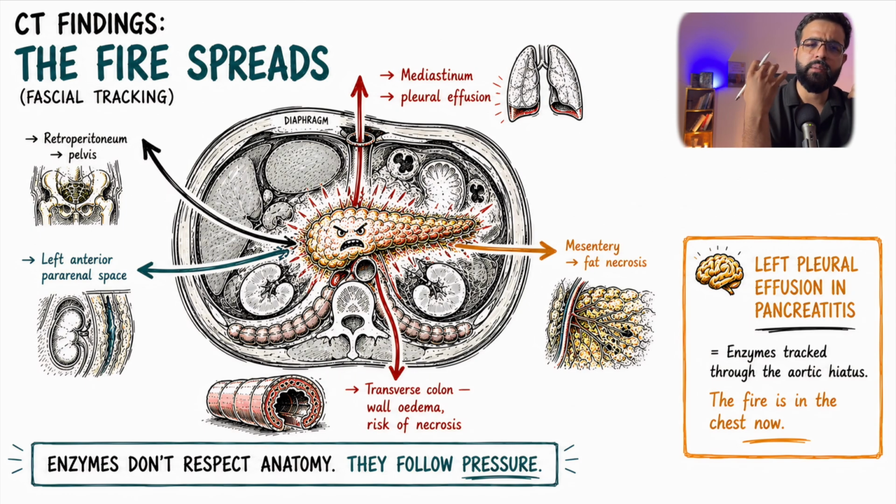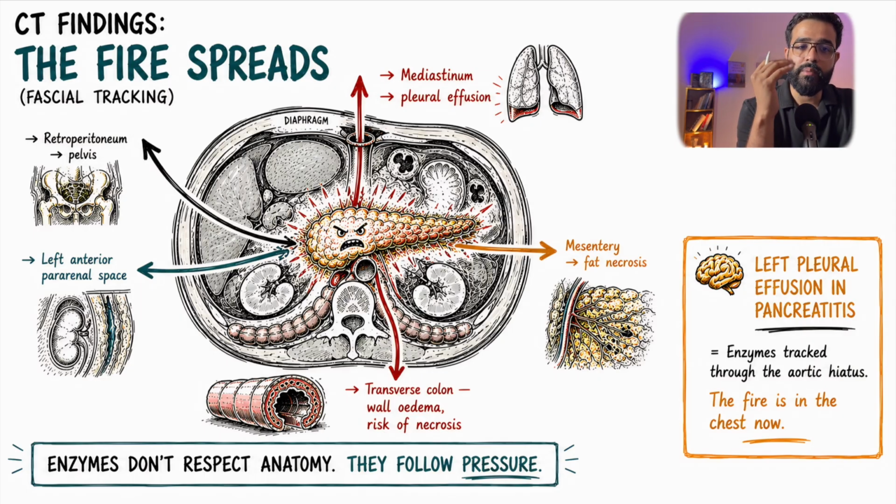Then you look at the fascial planes. Enzymes track. That's their nature. They follow the path of least resistance. The pancreas sits in the retroperitoneum. Enzyme escapes the retroperitoneum and tracks down the anterior pararenal space along the transverse mesocolon. The colon can get inflamed and sometimes necrotic into the mesentery, and this can cause a mesenteric fat necrosis. It can also go behind the descending colon all the way down to the pelvis, and rarely up into the mediastinum via the aortic or the esophageal hiatus.